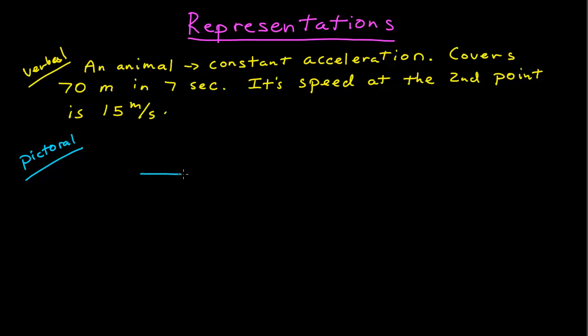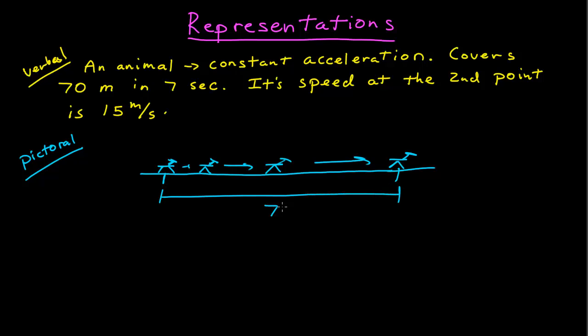So a pictorial representation is, as well as I can draw, a picture of the event. So here is a very poorly drawn stick animal, and so it's running and it's accelerating, so it might go from here to here, and then maybe here at a later time. And I'm saying that this covers 70 meters in 7 seconds. And so I've drawn a pictorial representation of what's happening. I might say, okay, at the end it has 15 meters per second.